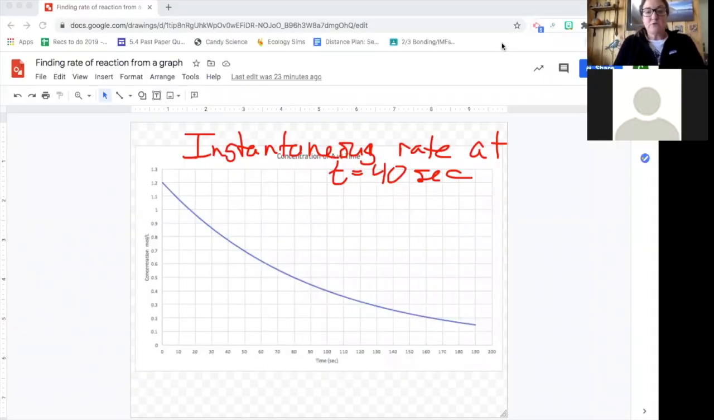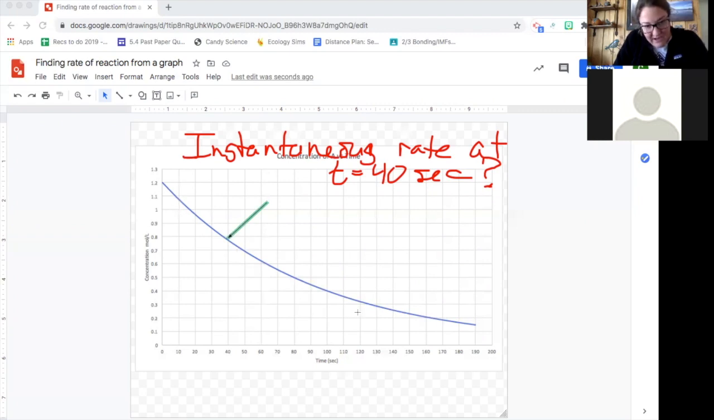Additionally, I could ask you to find the instantaneous rate at some point in time. If we want to get the instantaneous rate at some point in time, what we're trying to do is find the slope at a particular time. In this case, the time I'd be looking at is 40 seconds. Now, the slope is constantly changing. So the way we find the slope when something is changing is we use a tangent line. I'm going to add in a tangent line.